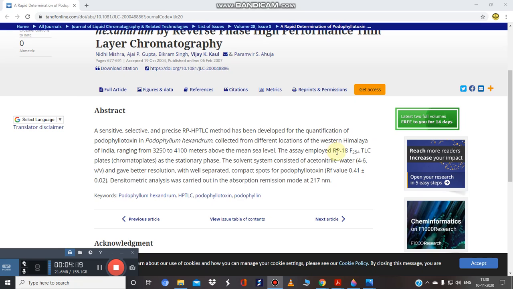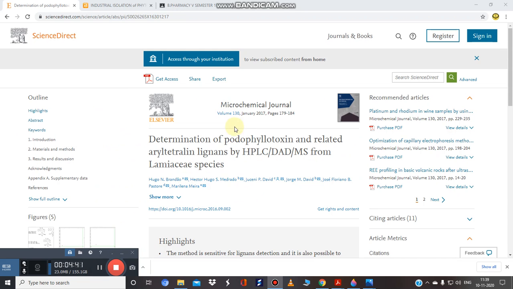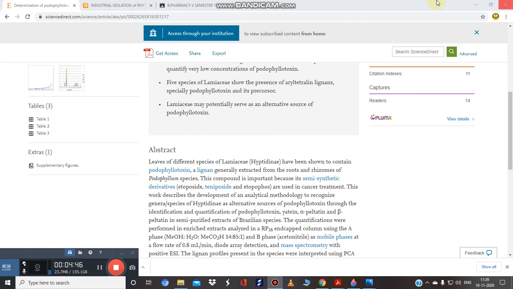Okay, and over here you will use reverse phase F254, meaning fluorescent 254, as a stationary phase. This is a silica, reverse phase silica, but it is coated with fluorescent material. And what is the solvent system or mobile phase? Acetonitrile water, again 4:6 ratio. And here it is, the HPLC method of podophyllotoxin is given. Okay, and in this again we will use a reverse phase column, RP18, and the mobile phase is methanol water in a different ratio; acetonitrile is also used.